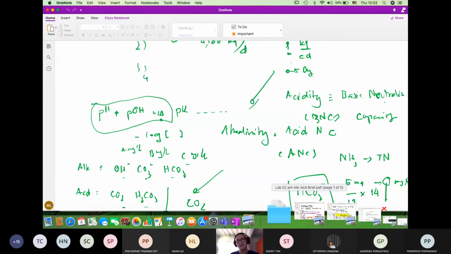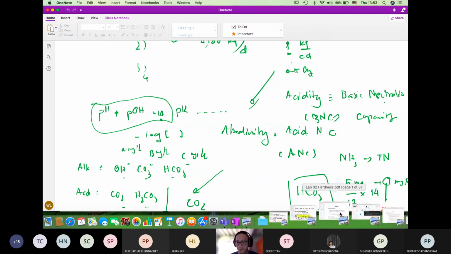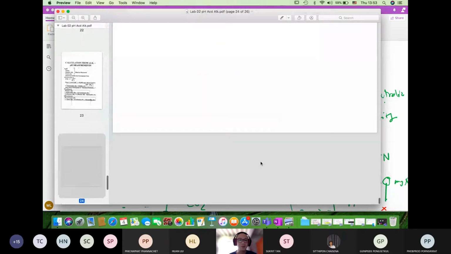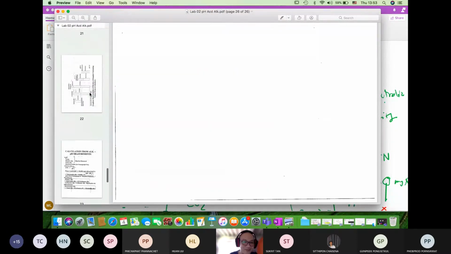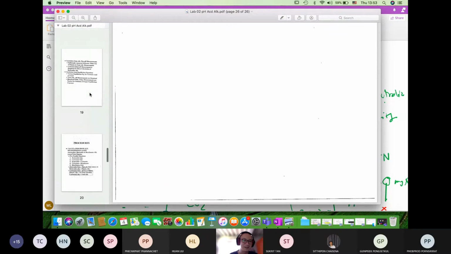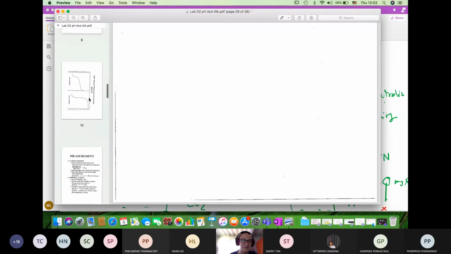Okay, but the pH is totally different from alkalinity and acidity. Alkalinity and acidity, it's for the alkalinity. So if the computer gets some heat, it now does not function properly.